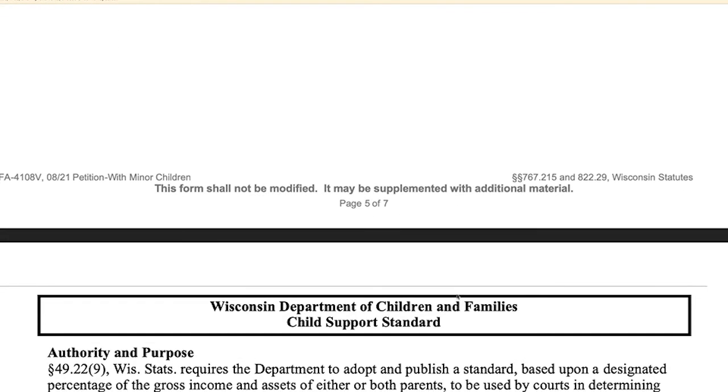And a final reminder, this form shall not be modified. Again, we've touched on this a few times. Don't modify the form. It's in a very specific format that is appropriate for the Wisconsin e-file system. If you modify it, you're going to have to do it over. You can supplement to your heart's content with additional pages. You can put all the things you need to say, if you don't have room on the form, on the additional pages that you prepare yourself.